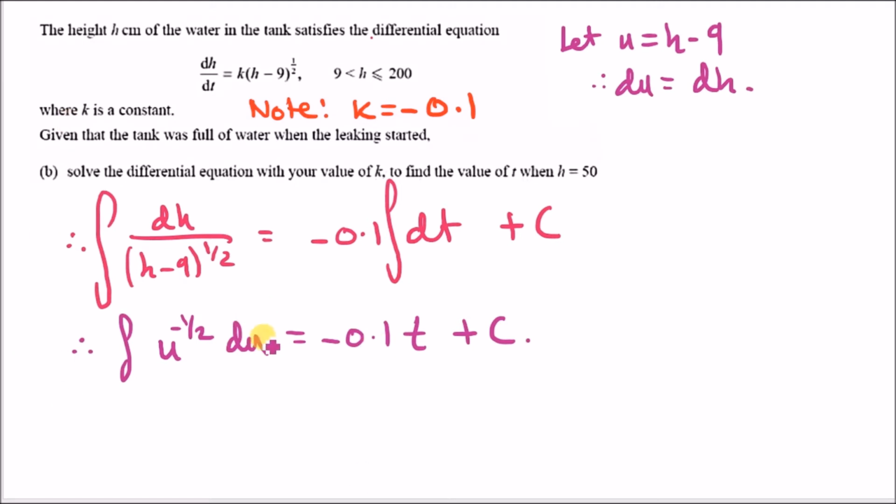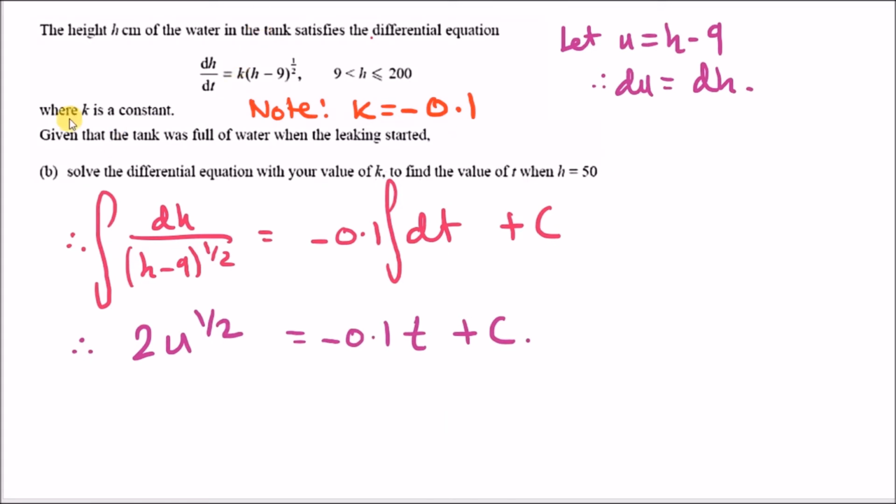Now evaluating the left side, integrating this one is easy. You just raise the power up by 1 and then just drop it down. So it's just going to be power of a half over half, which is the same as 2 times u to the power of half. Okay, so far so good, not bad at all.